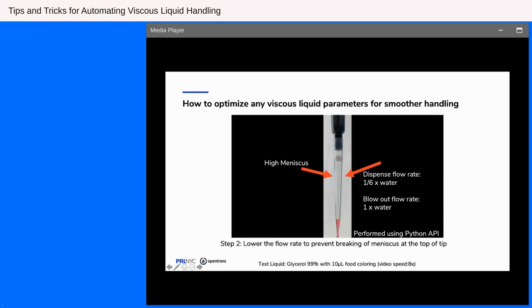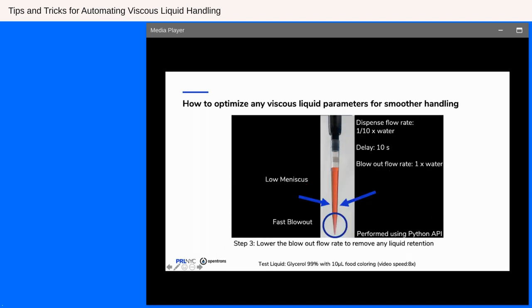And now let's try to optimize it further. Let's try to reduce the flow rate. Now we are going to reduce the flow rate to 1/10 of the water flow rate and add a delay of 10 seconds after the liquid is dispensed, and then perform a blowout. So the blowout which we are using is the normal blowout.